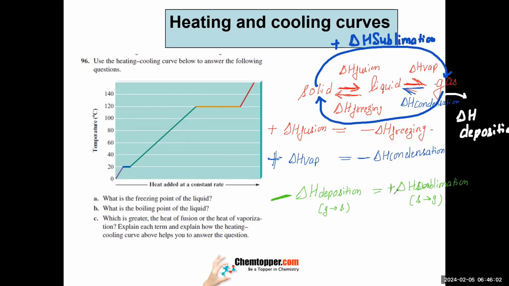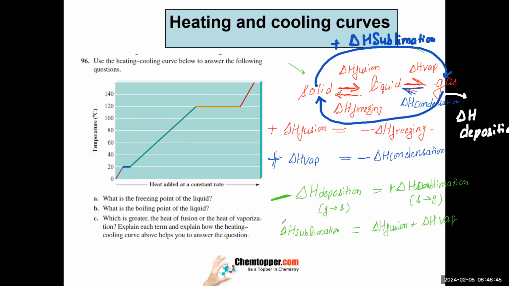Another important thing here that you can answer me. Just look at this diagram, the one which I have made here. Can I use Hess's law here? Solid to gas, delta H of sublimation. You can go from solid to liquid and then liquid to gas. Use Hess's law. Solid to gas sublimation is equal to delta H of fusion plus delta H of vaporization.